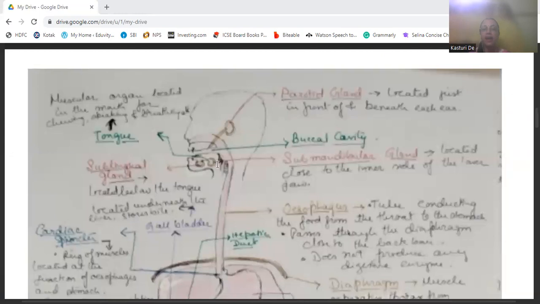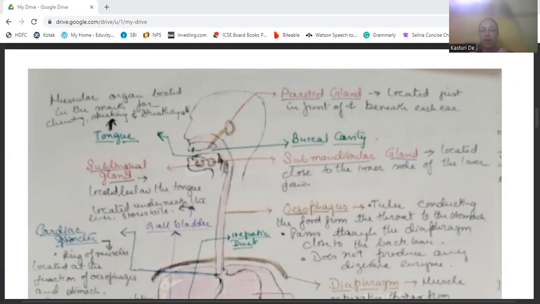Now another gland is the submandibular gland, just below the mandible. Mandible is the lower jaw. So below the lower jaw, we have the submandibular gland. Easy to remember, close to the inner side of the lower jaw. Sublingual: lingual means tongue, so below the tongue, we have the sublingual gland.